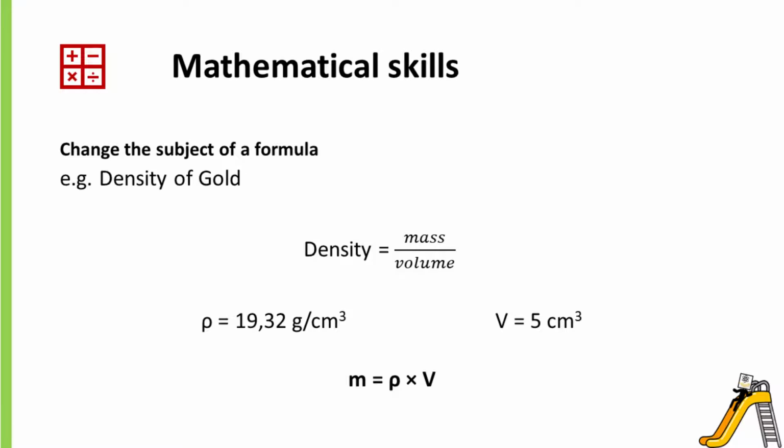Because my density is in centimeter cubed and my volume is in centimeter cubed, I can easily just perform this calculation without having to get them to meet at a particular unit. I simply plug this into my calculator, 19.32 times 5, and I get the answer, 96.6 grams. And that is basically it. That is how you change the subject of a formula.